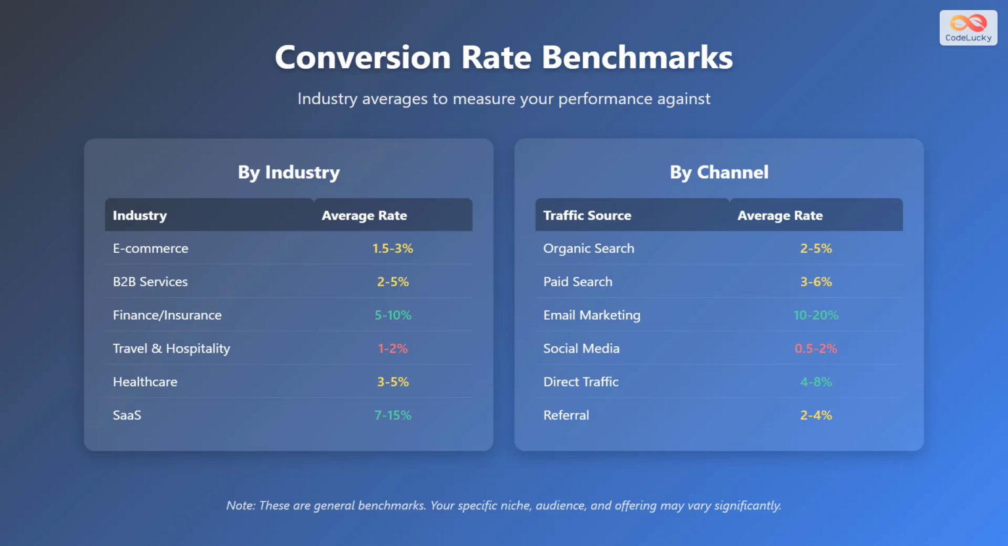Now let's look at some benchmarks by channel. For organic search, the average rate is 2 to 5%. For paid search, it's 3 to 6%. For email marketing, it's 10 to 20%.